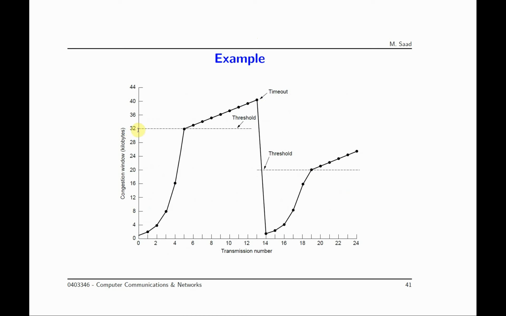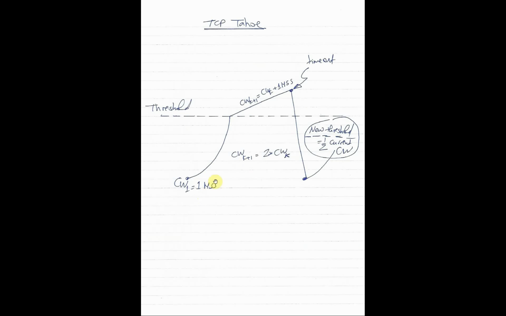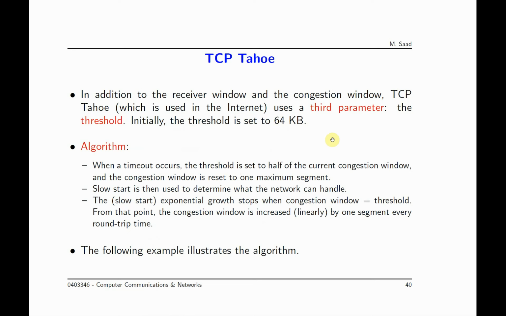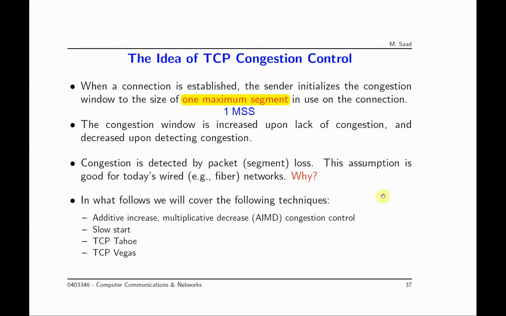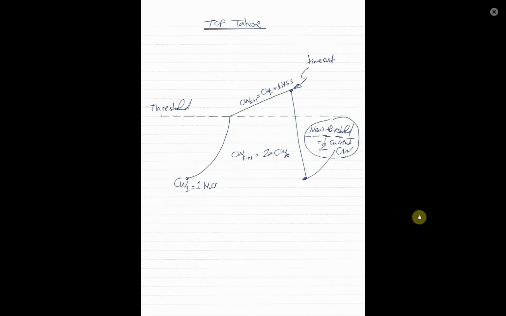Now here, in this example, we have a threshold, and the threshold is equal to 32 kilobytes. It's just given to us. Now, the first congestion window is equal to 1. So this value here on the y-axis, that's 1 kilobyte. Why? Because in this example, put a note on the side, the one maximum segment size parameter has a value of 1 kilobyte.